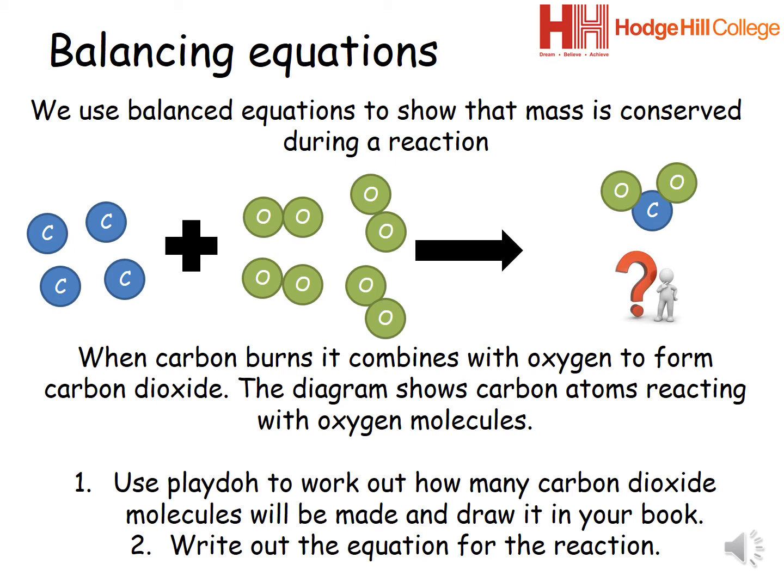When carbon burns, it combines with oxygen to form carbon dioxide. The diagram here shows carbon atoms reacting with oxygen molecules. You may want to do this at home. If you have access to Play-Doh, work out how many carbon dioxide molecules will be made and draw it in your book, and then write out the equation for the reaction. Just to give you an idea, you have in the blue the carbon atoms, and there are 4 of them, and you have 4 lots of oxygen molecules. How many do you think we will end up with?